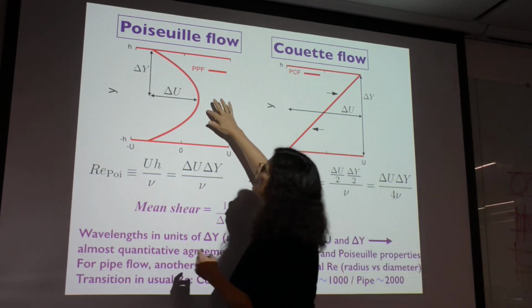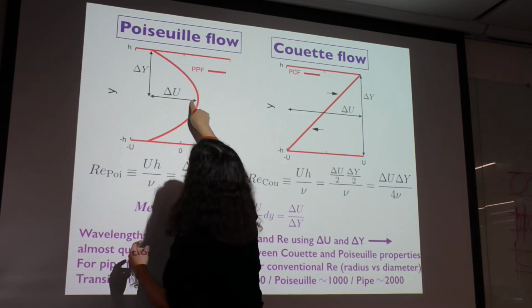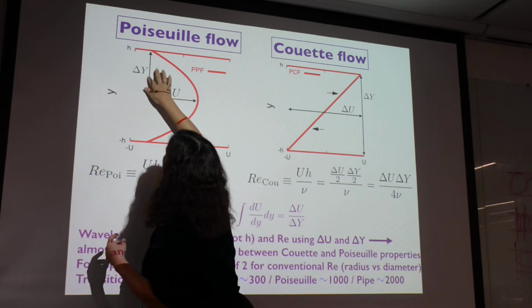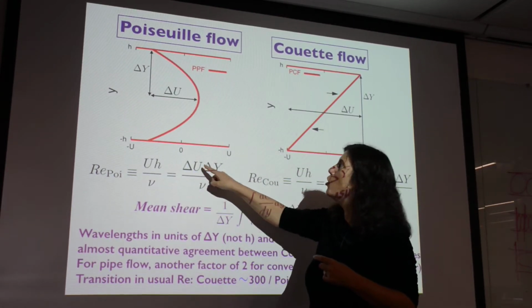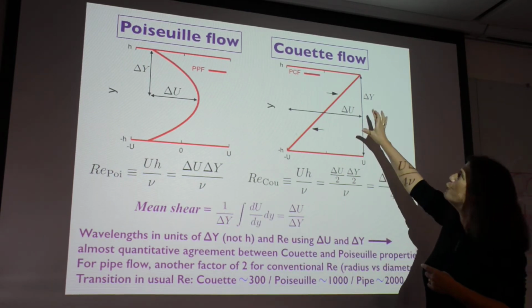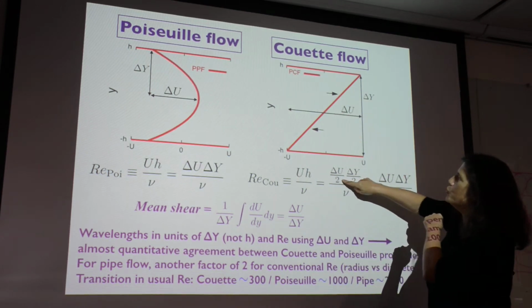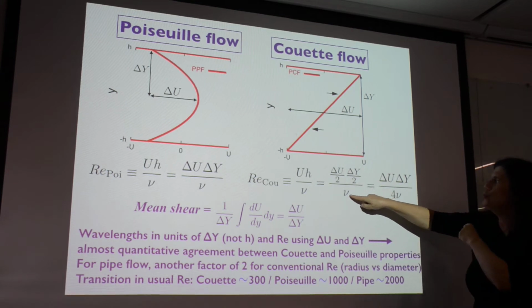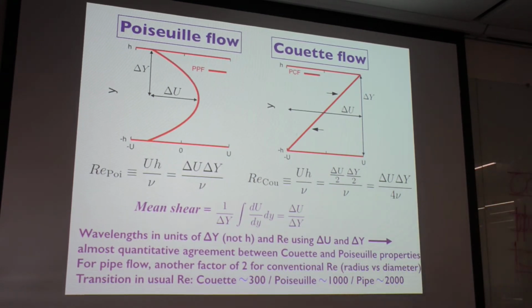This is really a shear layer with a delta U of 1 and a delta Y of 1 here. And so if you base your Reynolds number on that shear layer, that's quite different from basing it here on the difference delta U over 2 and the difference delta Y over 2. You get a factor of 4 difference. So a Reynolds number of 300 in Couette flow is approximately like a Reynolds number of 1200 in Poiseuille flow.